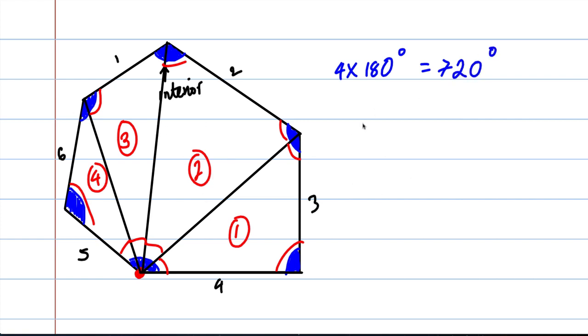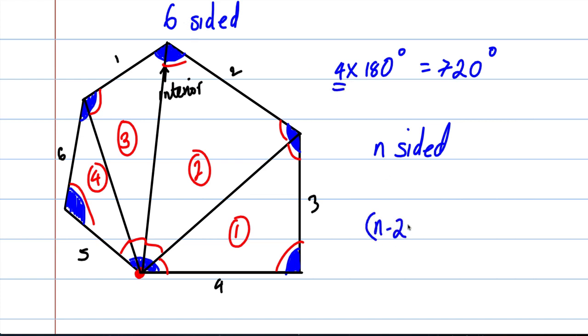And you could do that with an n-sided shape. Here we had a 6-sided shape, and we did 4 times 180. If you had an n-sided shape, say 10 sides, well, this number is always 2 less than the number of sides, so n take away 2 tells you how many triangles there are, and multiplying by 180 tells you the sum of all the interior angles. You should be able to do that.